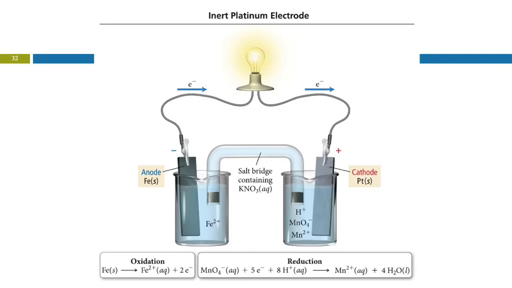The platinum is not reacting at all. It is just a place for electrons to come in. So we've got the wire, the electrons come in, they need to enter the solution somehow. They don't jump well. And then we've got our salt bridge with potassium ions going one direction and nitrate ions going the other direction. Any questions?